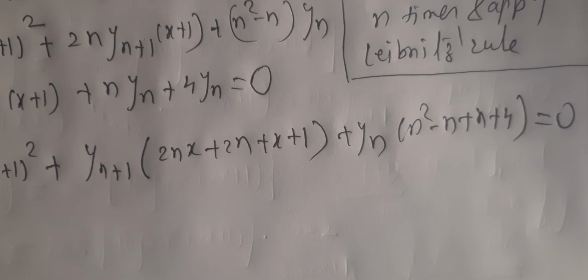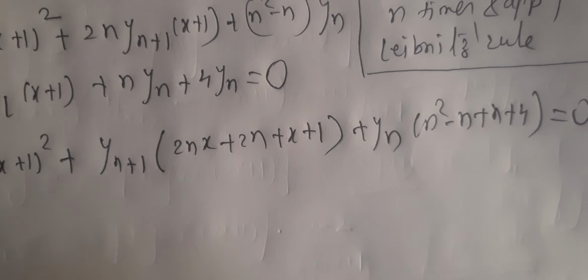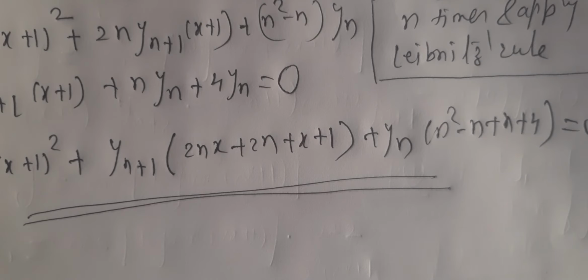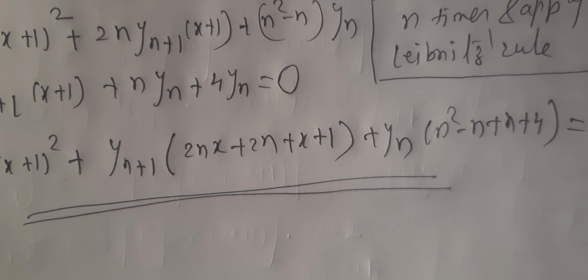And now the last step I am leaving for you. Just simplify this. You are going to get the required result. yn plus 1 into 1 plus n square. See what is common, what you are going to get, and accordingly you will get the RHS.